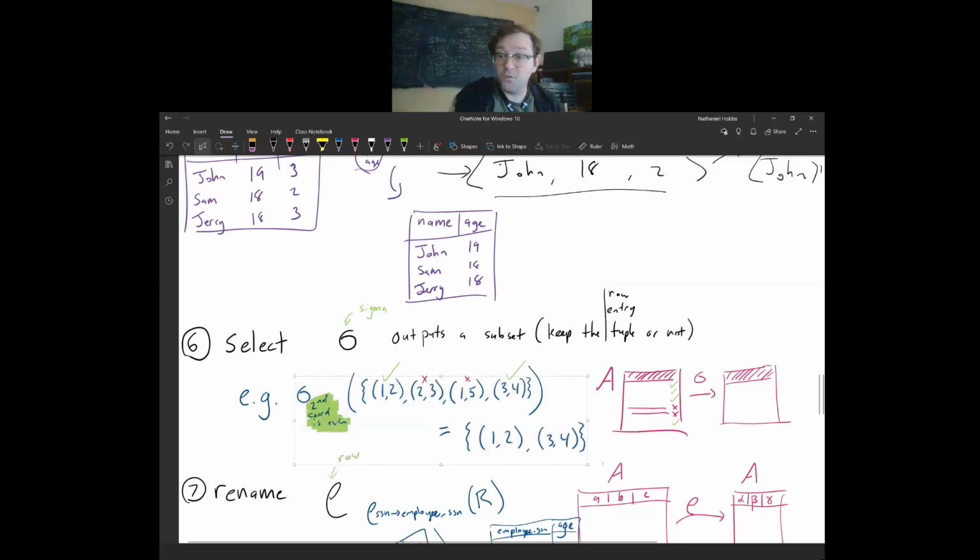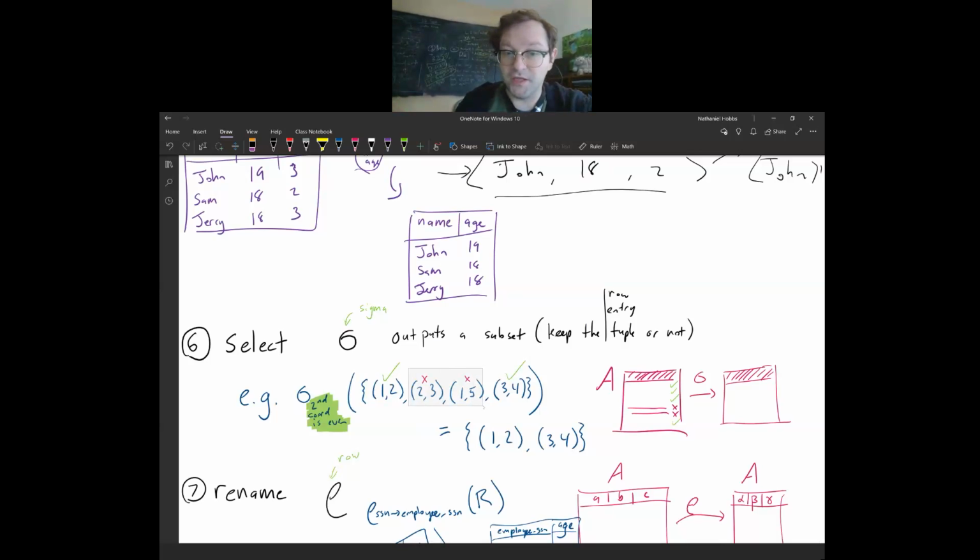So here's an example of select. Given this set, this is a Boolean, or it's called a predicate. A predicate is just a statement that evaluates to true or false. So given this set, we apply this predicate, that the second coordinate is even. If it's even, we keep it. If it's not, we eliminate it. So here, the second coordinate is even. 2 is even, so we keep it. For this entry, 2, 3, 3 is not even, so we don't keep it. Same thing for 1 and 5. 5 is not even, so we don't keep it. Here, 3 and 4, 4 is even, so we keep it.